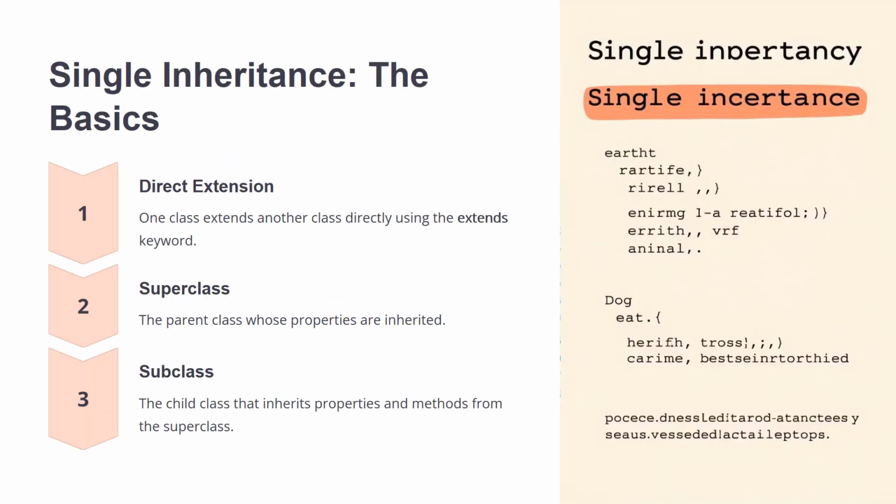First, single inheritance. Direct extension. One class extends another class directly using the extends keyword. For example, class B extends class A. Here, class B inherits the properties of class A. It is denoted by using the extends keyword, by which we inherit the properties. Superclass is nothing but the parent class, the class whose properties we inherit. Subclass is the class which inherits the properties of the superclass.